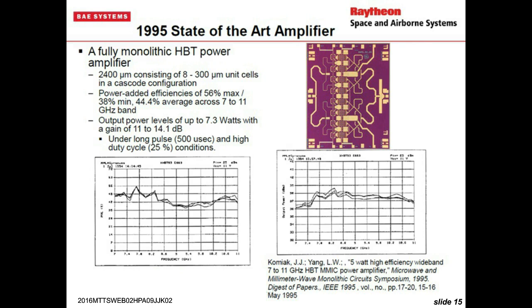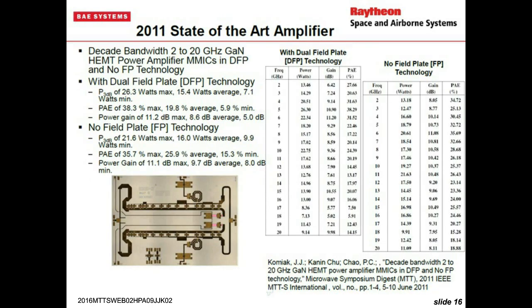Now we're jumping to closer to where we are today. This is a 10 to 1 bandwidth high power amplifier, 10 watts minimum, that was developed using HEMT. It was originally implemented in dual field plate technology, but we developed a no field plate technology to overcome some of the limitations of bandwidth and efficiency on this sort of amplifier. And you can see that in this particular case, the comparison of the two is that we got improved performance substantially out of the no field plate device.